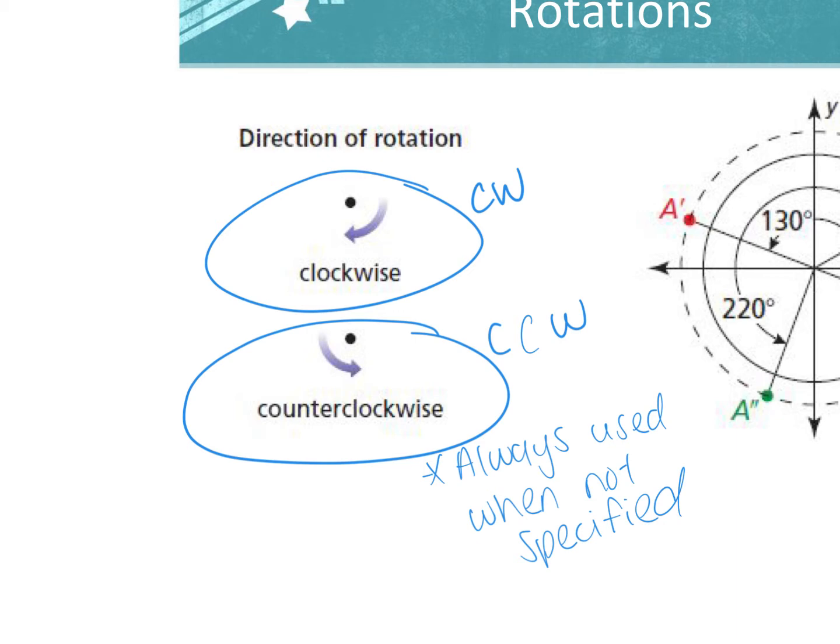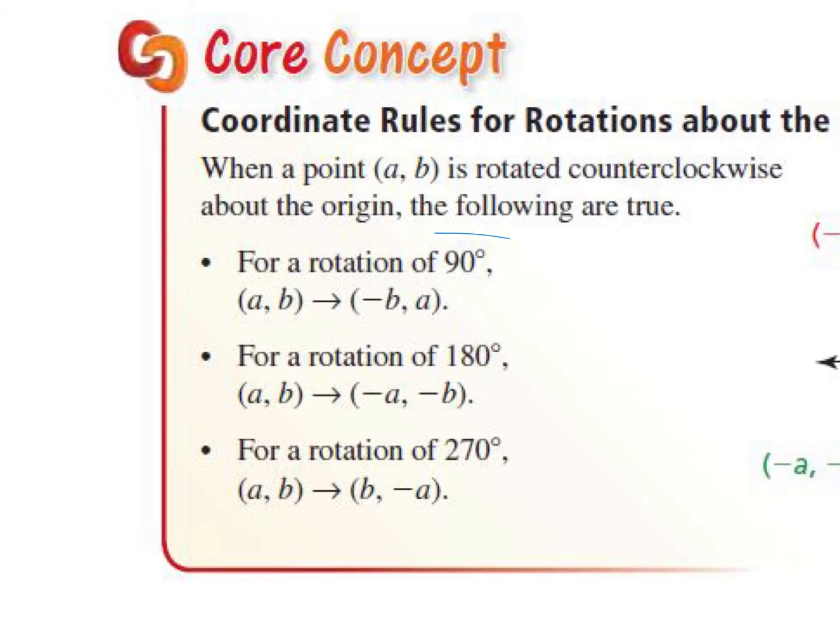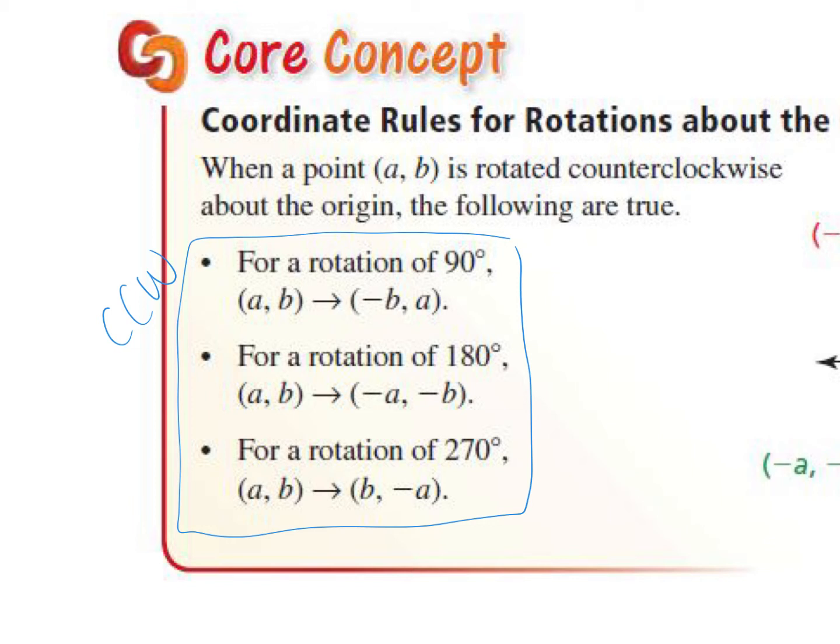Okay. Now, two slides from now. As always, there are rules, okay? There are rules to rotations, and the three that you must know are 90, 180, and 270, okay? Now, all three of these rotations are in what direction if it's not specified? Counterclockwise. Put a big CCW, okay? So if you rotate a figure 90 degrees about the origin counterclockwise, if you had a point that was 3, 4, this is saying, okay, take your point, move the y value where x is and make it negative, and put the x value where the y is.